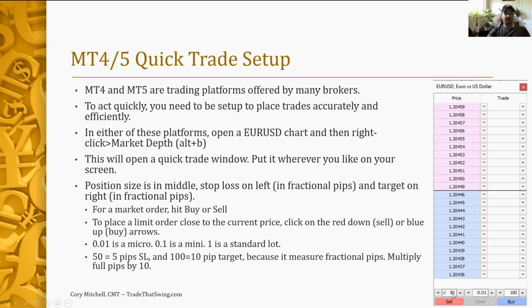So if you had a 5 pip stop loss, you would put 50 in here because 50 fractional pips is what your stop loss is. And let's just say we put a target at 10 pips, we'd put 100 in here. So whatever your pip stop loss is, multiply by 10. If you had a 2.7 pip stop loss, you would put 27 in your stop loss.